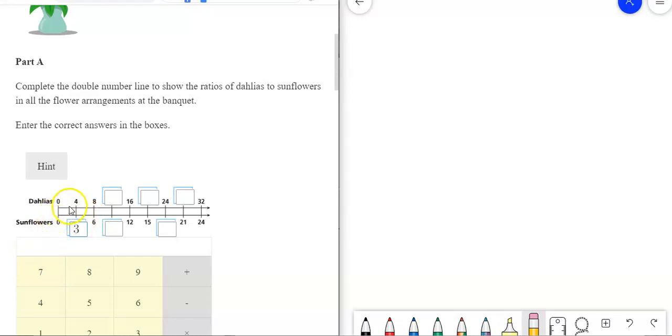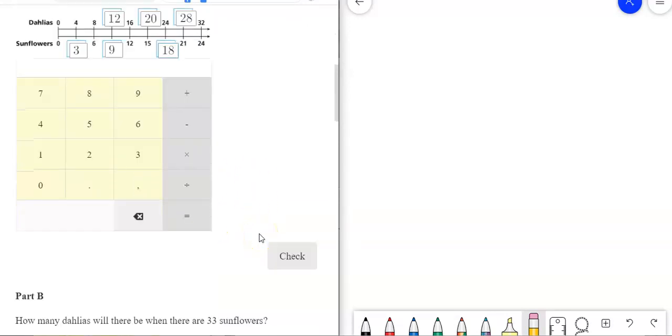So if I have 4 of these, I get 3 of these. 8 of these, I get 6 of these. Looks like we're going up by 12. So 12 of these, we get 9, 16, 20. I'm just going to go ahead and fill these out on top. 20, 24, 28. On the bottom, I go 9, 12, 15, 18, 21, and then 24.